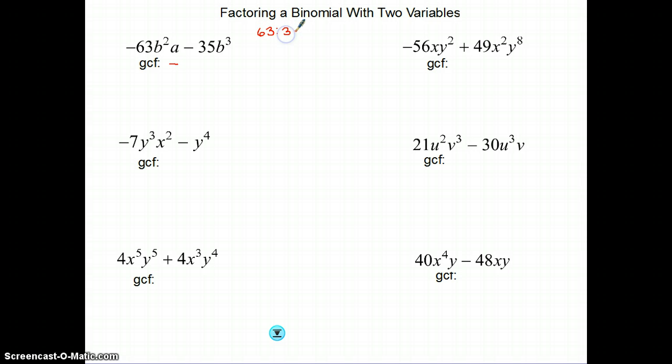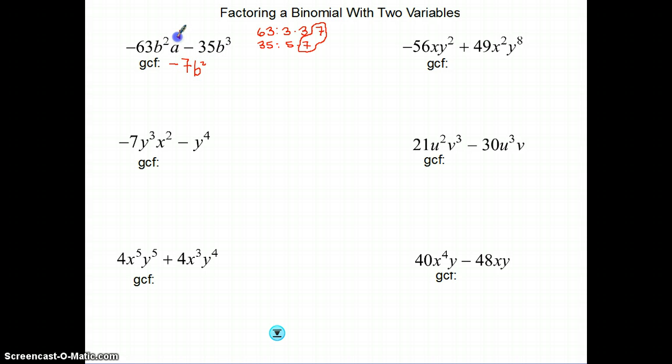We have 3, 3, and 7. And factoring down 35, I have 5 times 7. So our greatest common factor is only a 7. That's the only thing that they share. So I'm going to take out a negative 7, and then I have to look at my variables. I have 2 b's in my first term and 3 in my second. So the most that I'm able to take out is only 2. So I'm going to take out a b to the second.